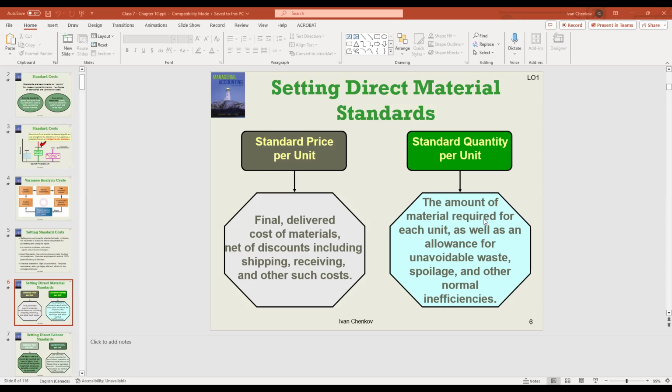Now, what will be the standard quantity of material that we need to use for 1 unit? Well, that will be the amount of material to produce that unit, plus any allowances for unavoidable waste, spoilage, and other normal inefficiency.